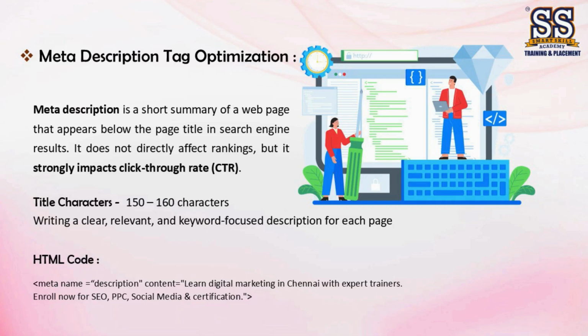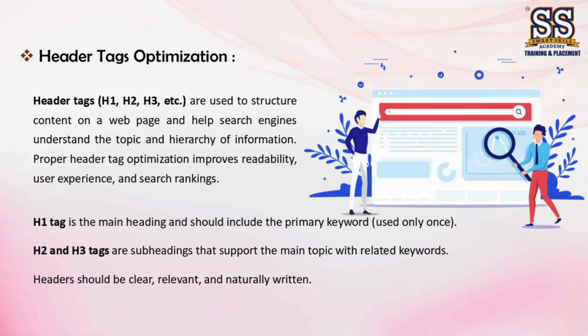Finally, let's look at the technical side. In your HTML head section, the code looks like this: meta name equals description, content equals. As you can see in the example, we've included a clear call to action: enroll now for SEO, PPC, and social media certification. Now, let's dive into a crucial element of on-page SEO, header tags optimization.